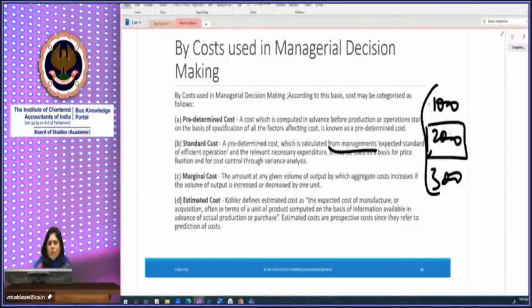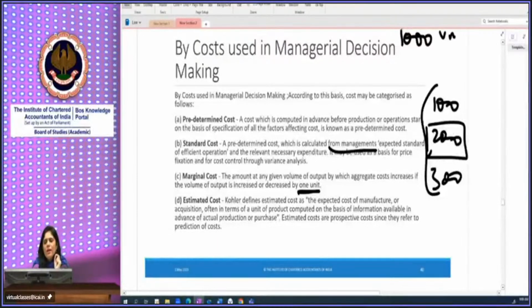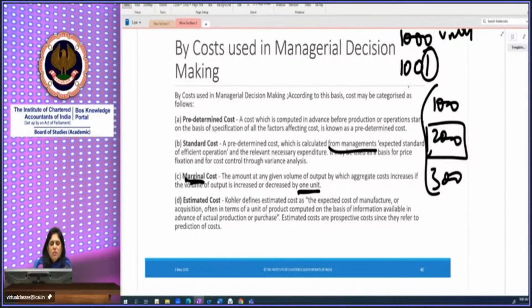Marginal cost is always if I produce that one extra unit, what will be the cost for that extra unit? Let us say the current production is 1000 units. Now I am increasing the production to 1001 units. The cost of this additional 1 unit is marginal cost. So marginal cost is also called additional cost. It is also called variable cost, because fixed cost will not increase for that additional 1 unit, but variable cost will increase for this 1 unit also.